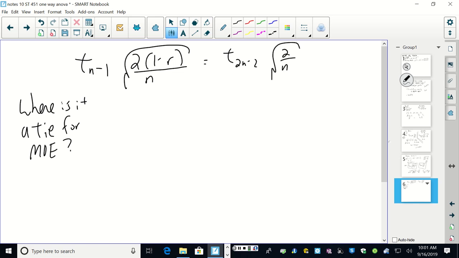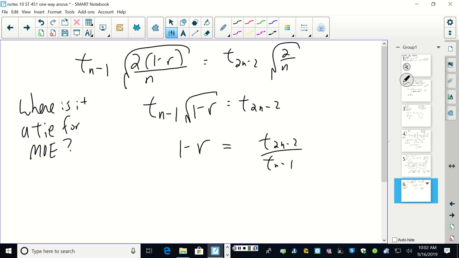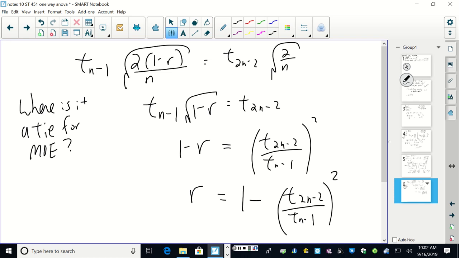So the square root of 2 over n cancels, right? And we get t n minus 1 times the square root of 1 minus the correlation equals t 2n minus 2 on this side. So if we put the t n minus 1 over here, divide both sides, and square it, we can express this in terms of the correlation we would need. So it'll be 1 minus this thing. So that's where they're equal.